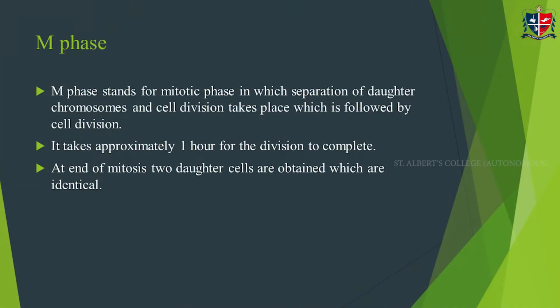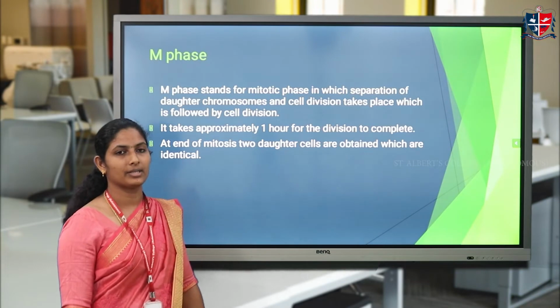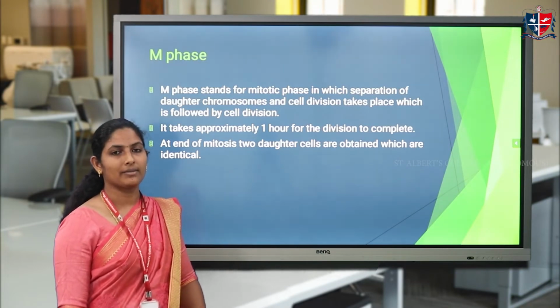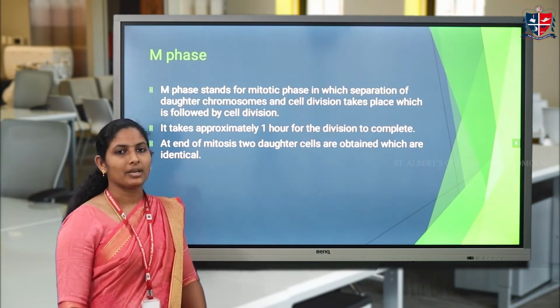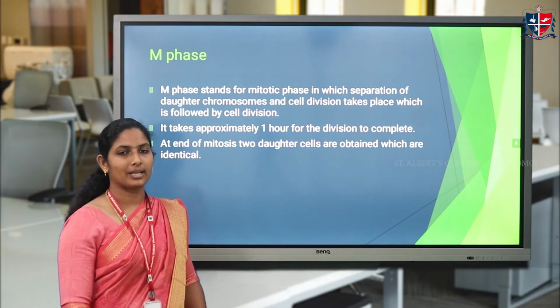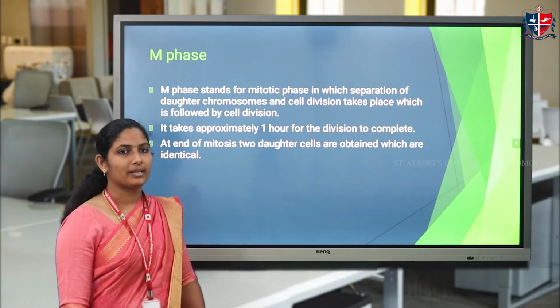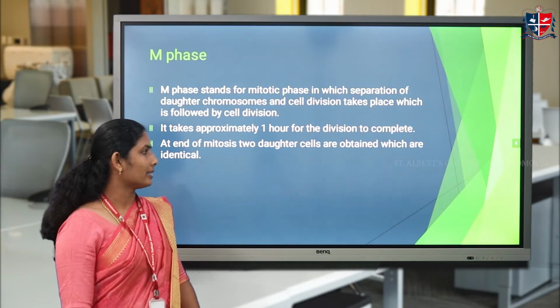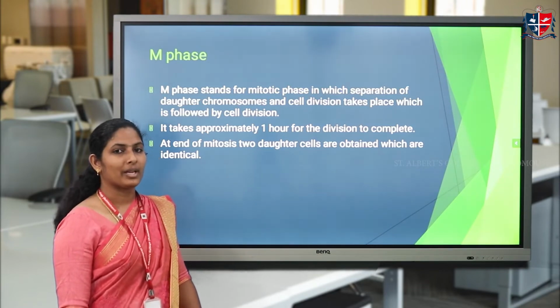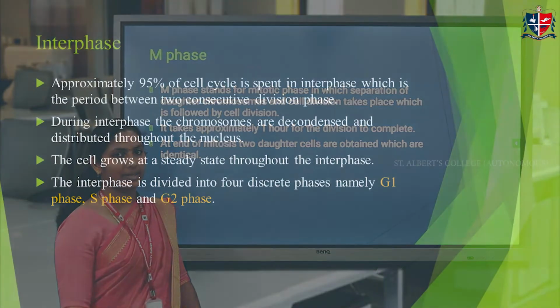First, we will start with the M phase. M phase is otherwise called the mitotic phase, which is a division phase. In this division, the cell is divided into two daughter cells, which contain equal contents as that of the parent cell. This M phase has a duration of 1 hour. And here we will get two daughter cells.